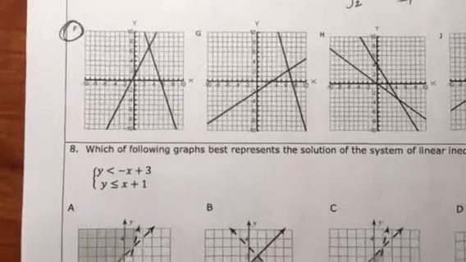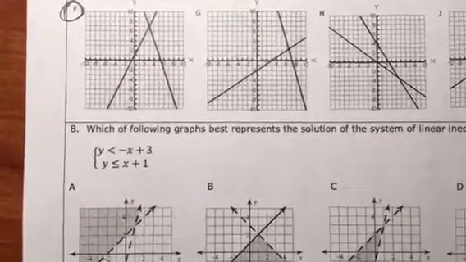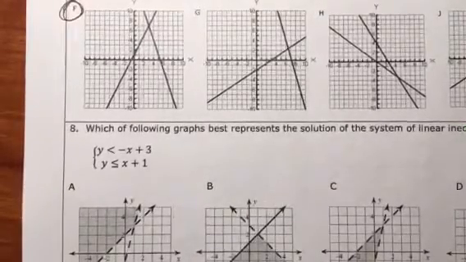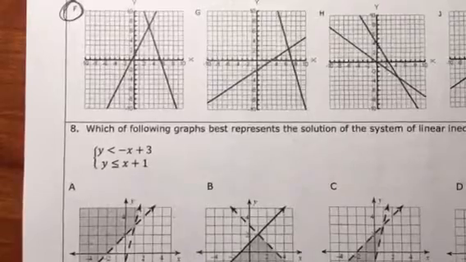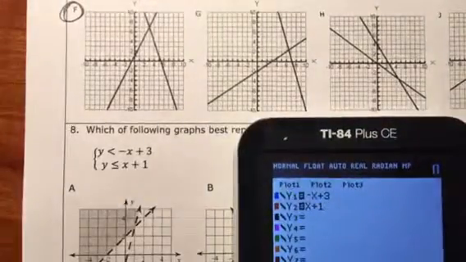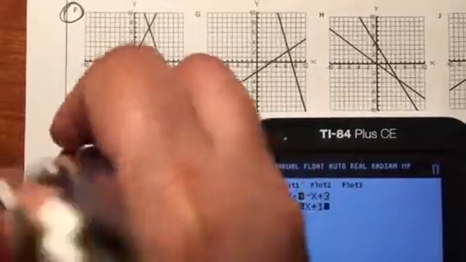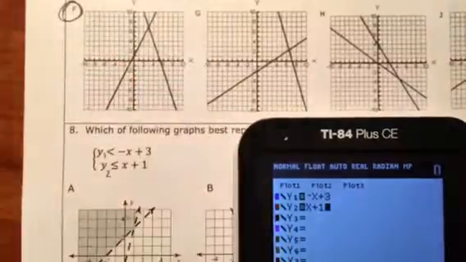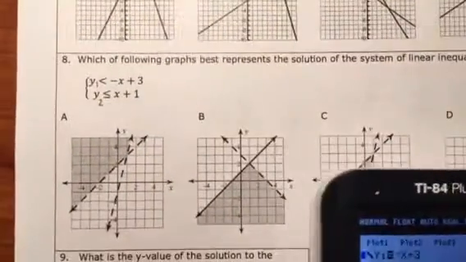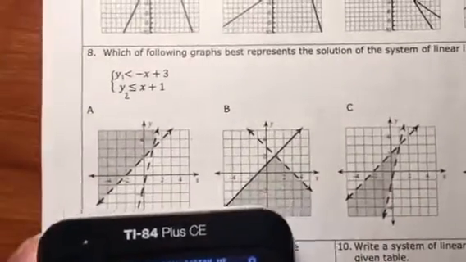Okay, so number 9. This is one that I think you guys struggled on yesterday, partly because I think you guys were just freaking out that you had to use the calculator. Okay, so here you're going to put this in Y1 and this in Y2. Now this is going to look a little bit different because it only shaded the double region. So we'll talk about that in just a second.